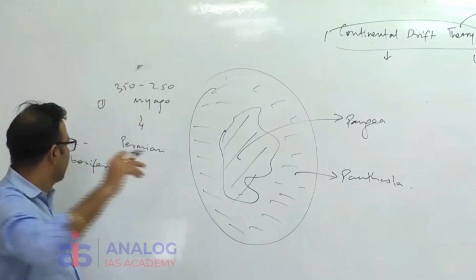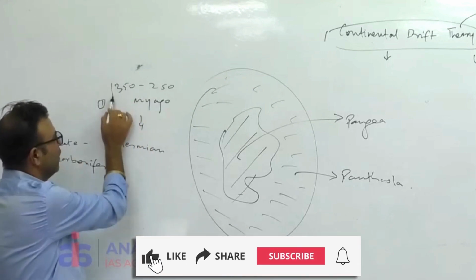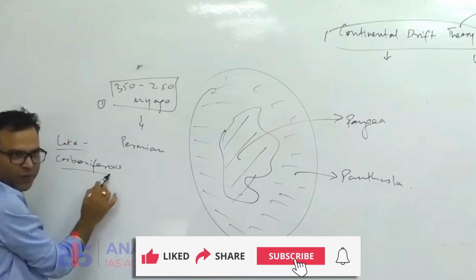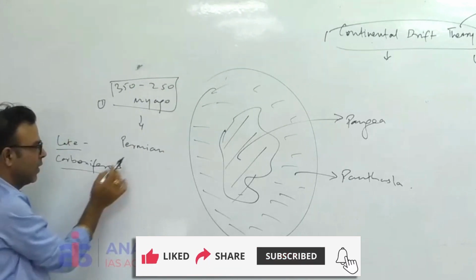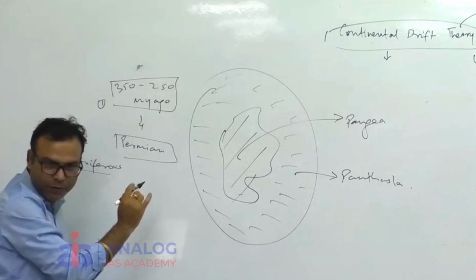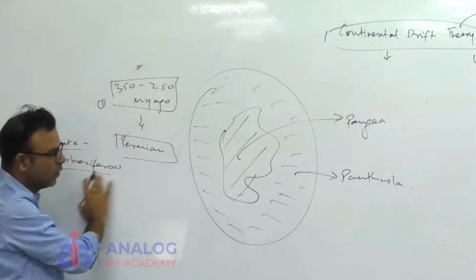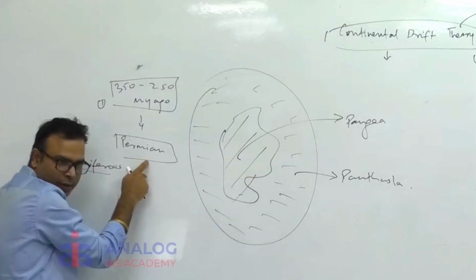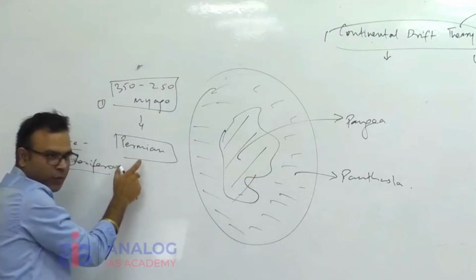Geological time. Now, this phase from 300 to 250 million years ago started with the late Carboniferous period until the Permian phase. So when did Pangea start? It would be anything between late Carboniferous till the Permian phase. Geological time scale.